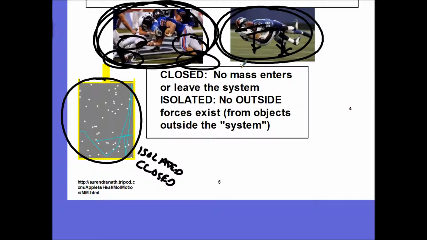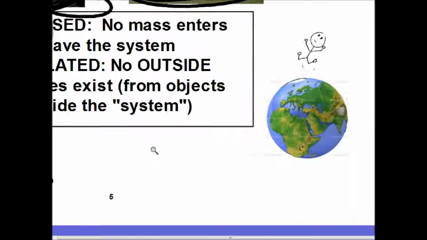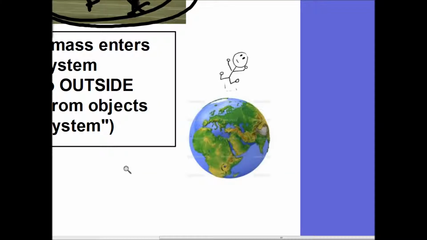Now, we could also use conservation of momentum to describe this kind of interaction. Here I have a person jumping off of the Earth, not drawn to scale, thank you. But as that person jumps off the Earth, we have an isolated and closed system, which essentially means the total mass stays the same and all forces are internal. This person acquires an upward momentum, P of the person, that's upward. And the Earth acquires a downward momentum, P of the Earth. And those two things must be exactly the same. The total momentum of the person must equal the total momentum of the Earth.